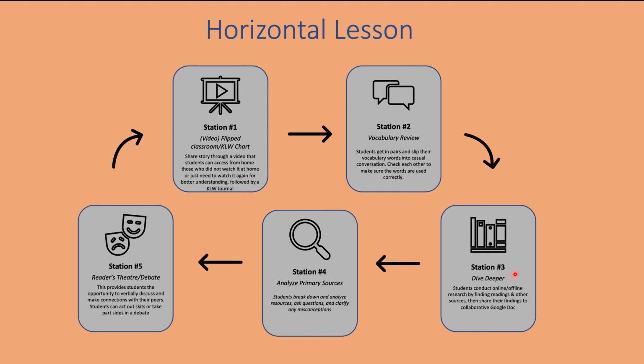And then we have station 3, which is diving deeper. So students conduct online or offline research by finding readings and other sources, and then share their findings to a collaborative doc, or to a Google Doc. So I have online and offline because some students do better pulling sources from the internet, maybe having hard physical paper in front of them, highlighting and underlining words or highlighting definitions or just information that they find important, or maybe they want to pull it from an encyclopedia in the library. So this just gives them more options, having it online and offline.